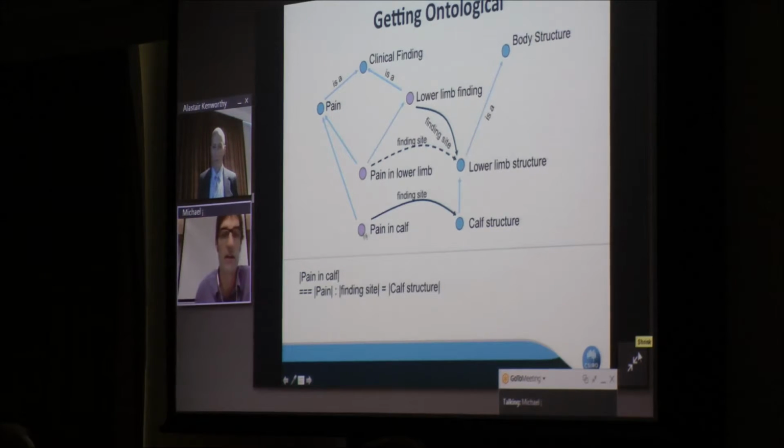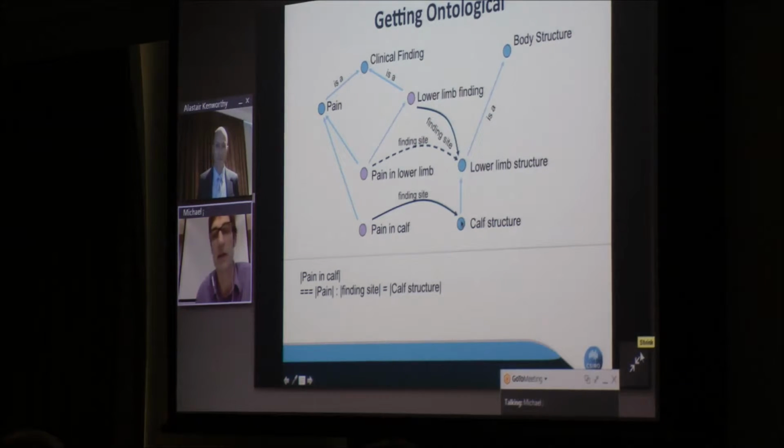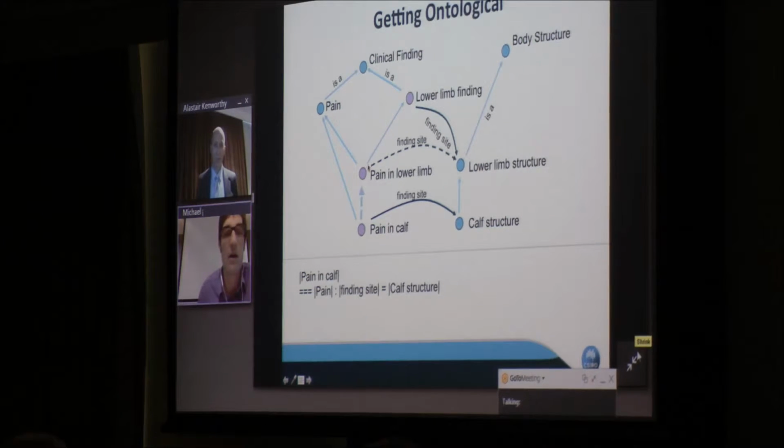We can also define another concept, pain in the calf, which is here defined as being a pain and the pain being located in the calf structure. And because calf structure is a lower limb structure, a reasoner can infer that pain in the calf is a kind of pain in the lower limb, so it can infer this relationship. You can see here that different types of relationships can be inferred.